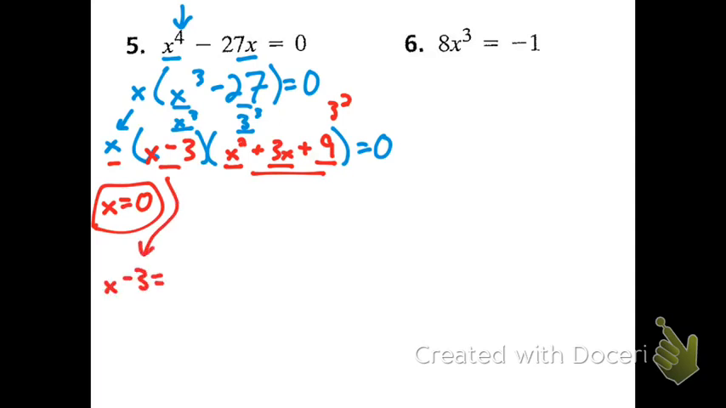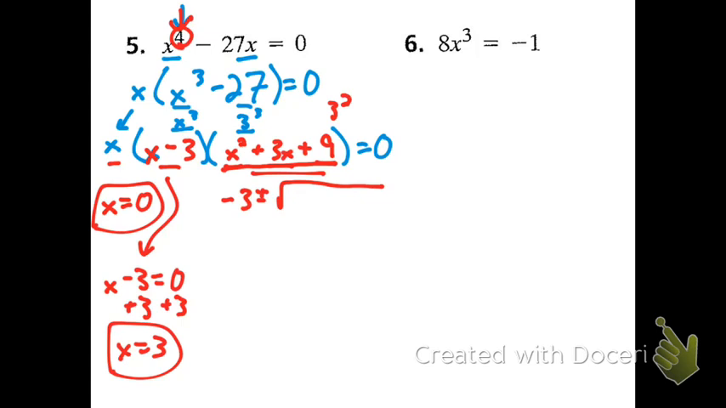X minus 3 is equal to 0 means I add 3 to both sides. I get x equals 3. 2 solutions of the 4. Don't forget, however many, whatever degree it is, that's how many solutions you get, real and imaginary. Then, here, I'm going to take this and use the quadratic formula with it. So this is the opposite of 3, plus or minus, big square root. I would have 3 squared minus 4 times 1 times 9. And that's all over 2 times 1.